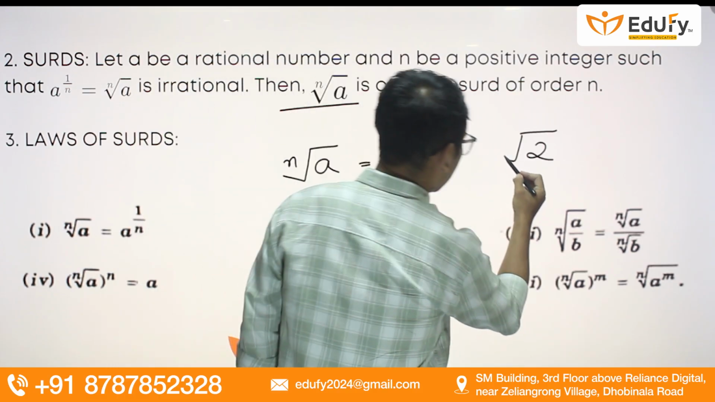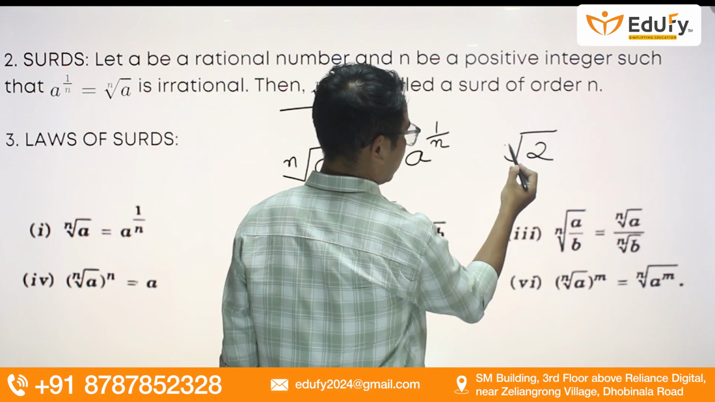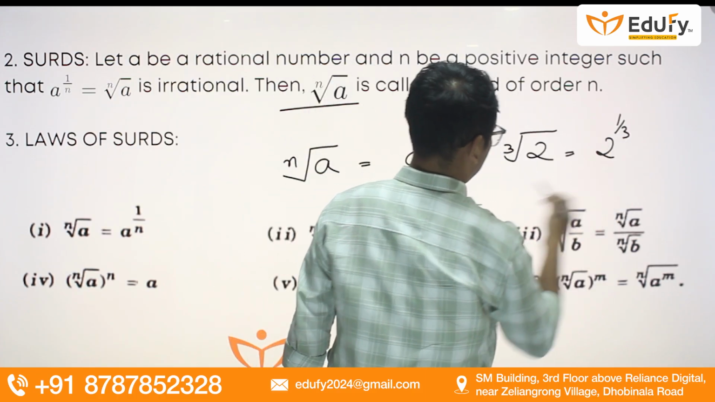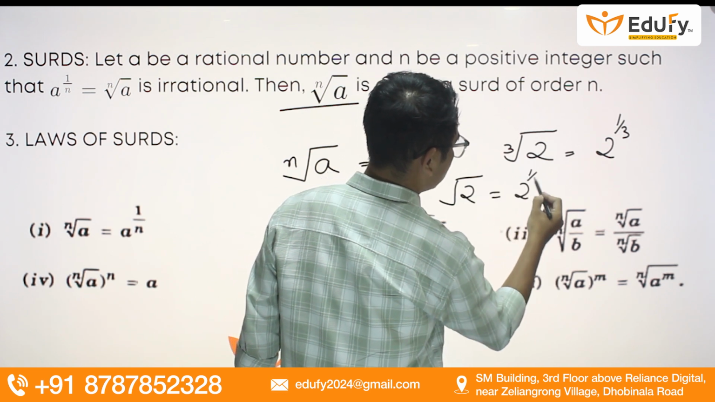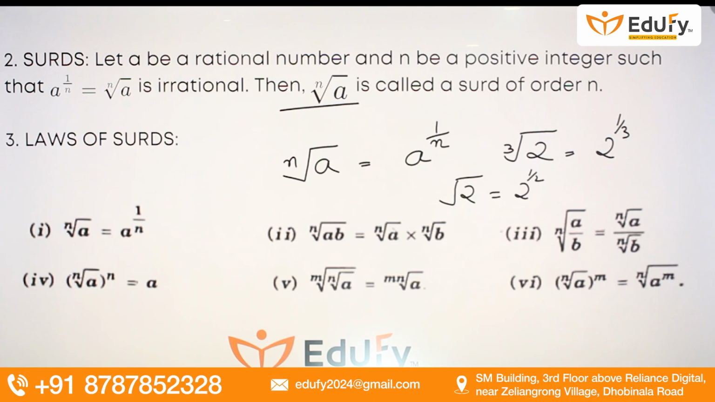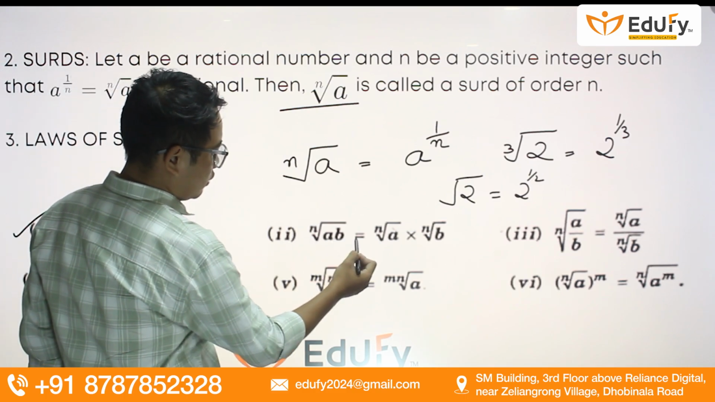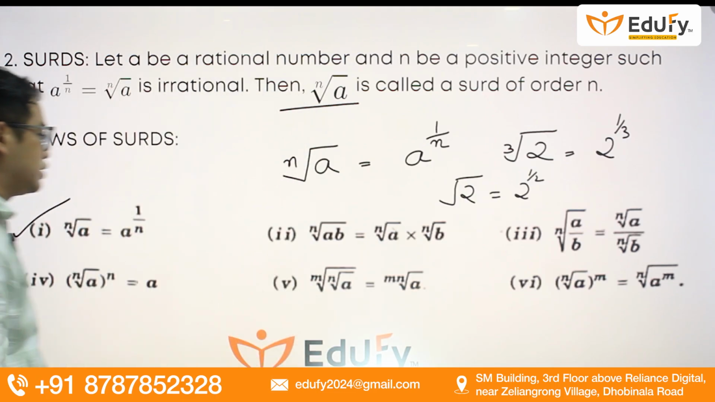When I write a root and don't write any power value, it means it is 2. If I write 3 here, it becomes 3. So this can be written as 2 to the power 1 by 3. If it is just root over 2, then I will write it as 2 to the power 1 by 2, and so forth. This is a formula, and irrational numbers come under Surds. This is the first formula which I've just explained. The rest are the same. Whenever you have a root over a b inside, I can open it up. Same with division, we can do the same thing.